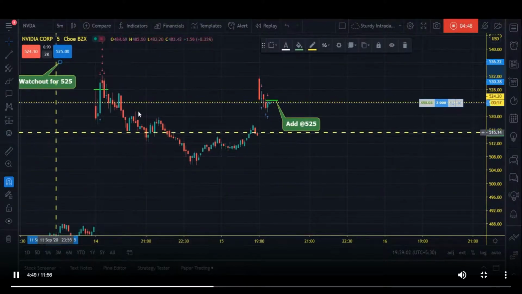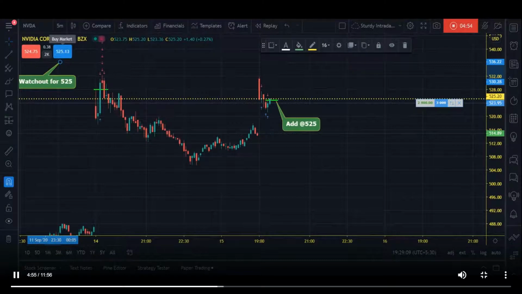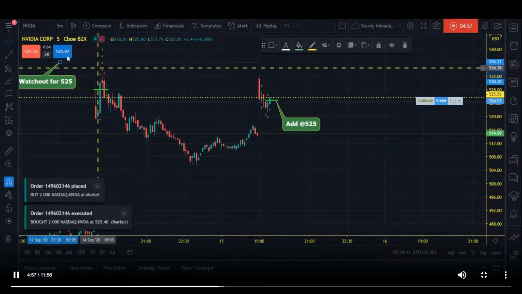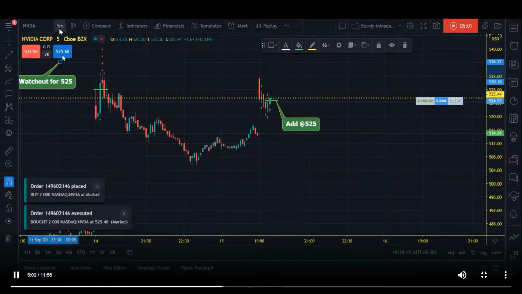Yeah, it's 3,000, and I will be adding now. It's crossing 525, 530. Yeah, I'll be adding that. Yes, I just added at that particular moment when it crossed the 525 level.